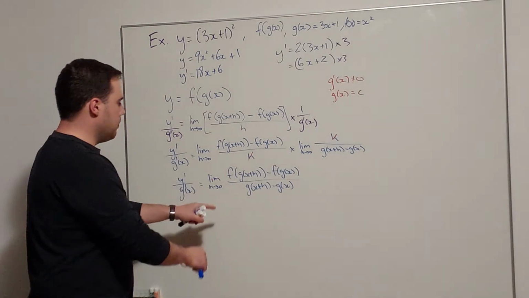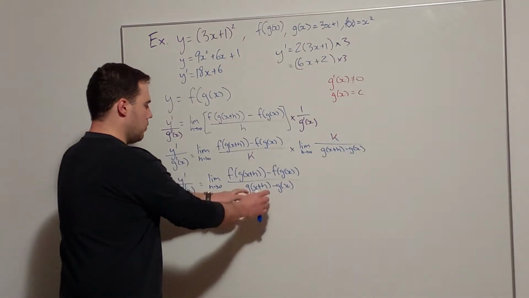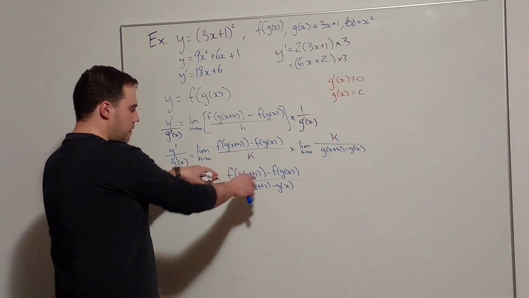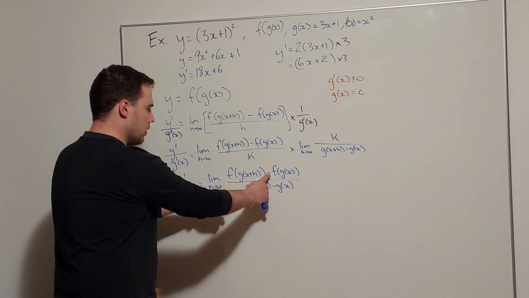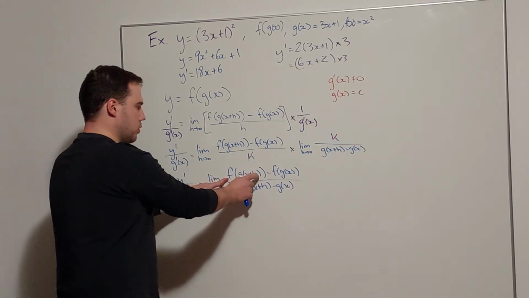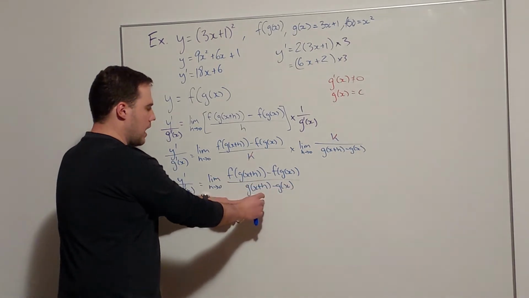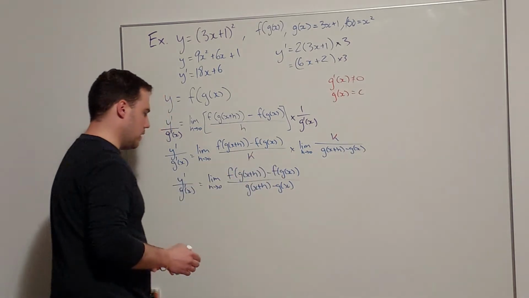So here, g of x plus h minus g of x, well, g is what we're inputting into the f function. So on the numerator here, this is the difference of the outputs of the f function once we put the g function into it. And then on the denominator, we have the difference of the inputs into the f function.